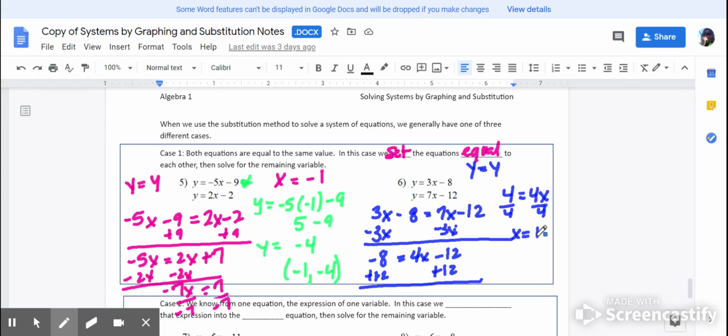X equals 1. Then you can pick which equation you want to plug into here to get the correct answer. I'm just going to go with the first one. You can pick either one. So y equals 3 times 1 minus 8. So 3 minus 8. Y will equal negative 5. Final answer on this one would be 1, negative 5.